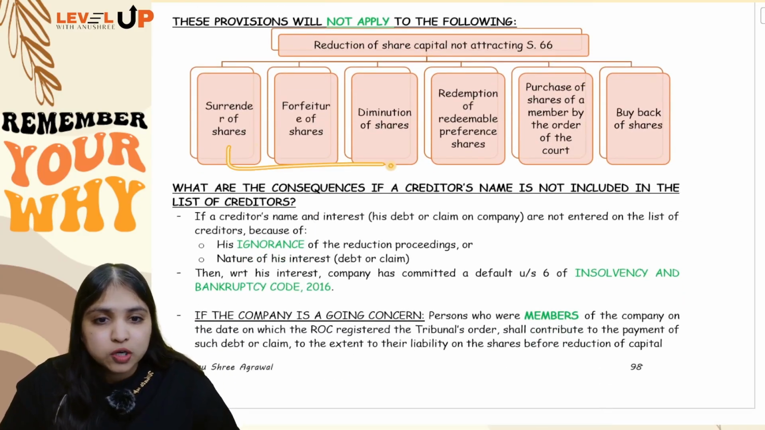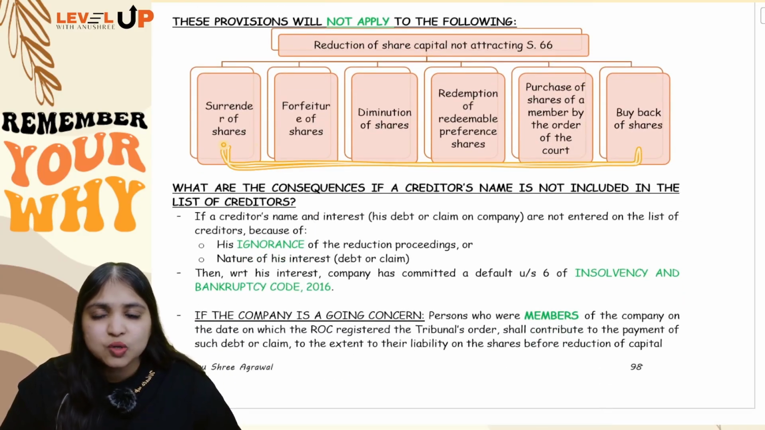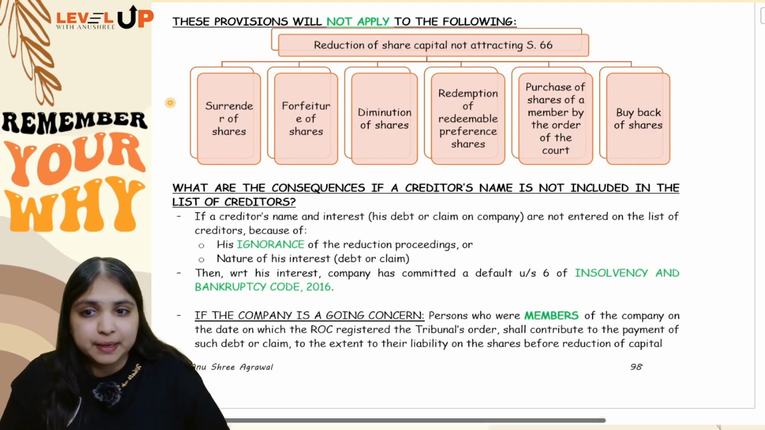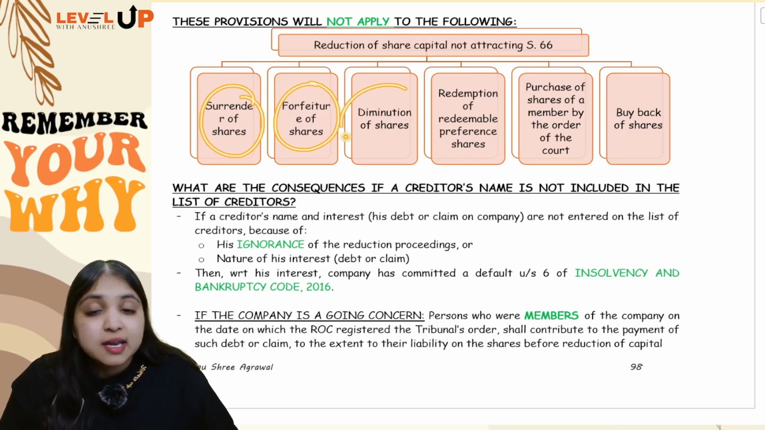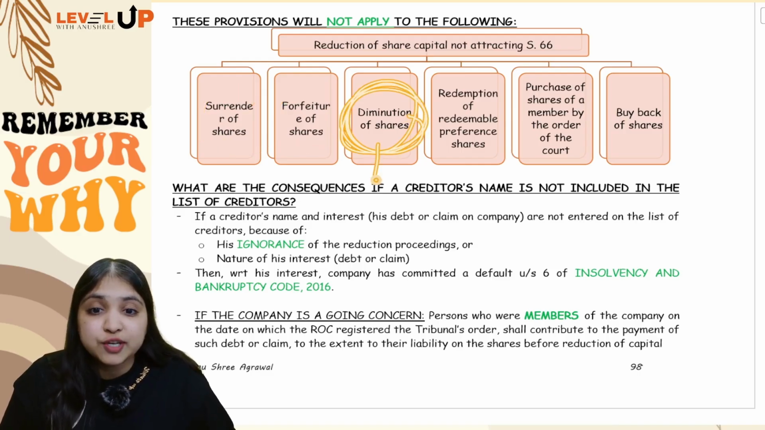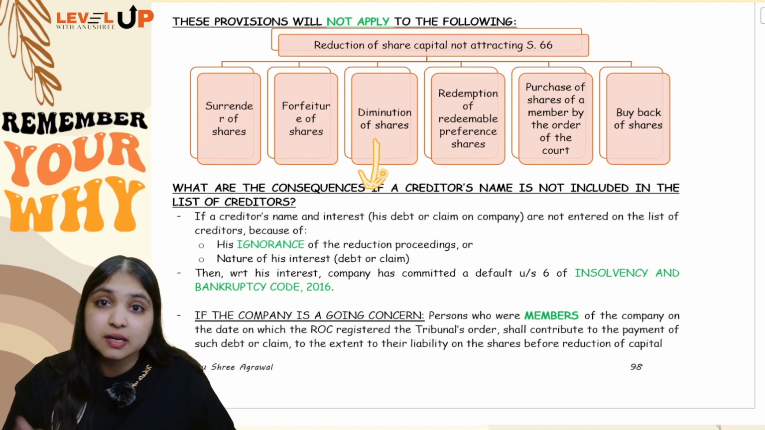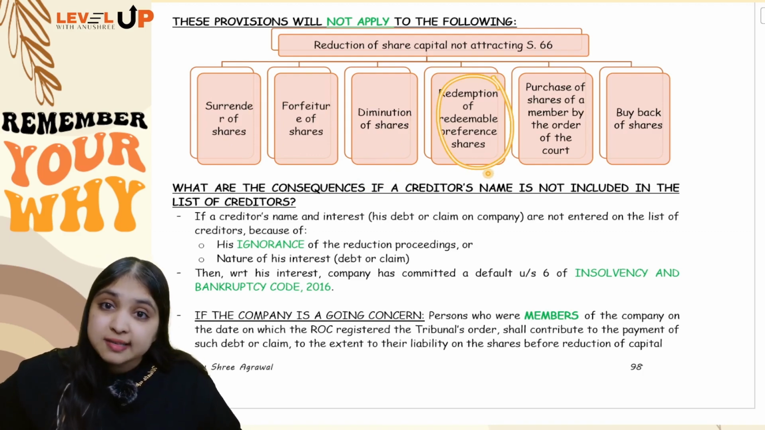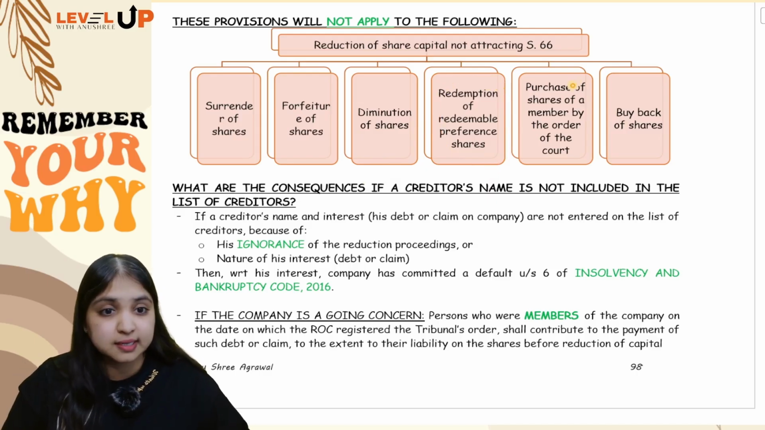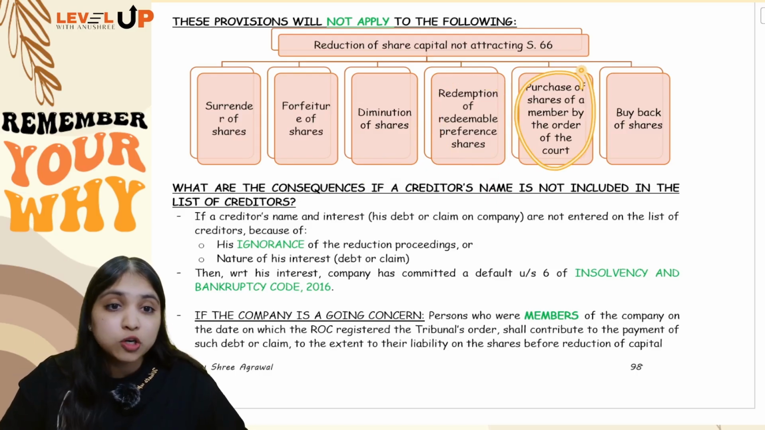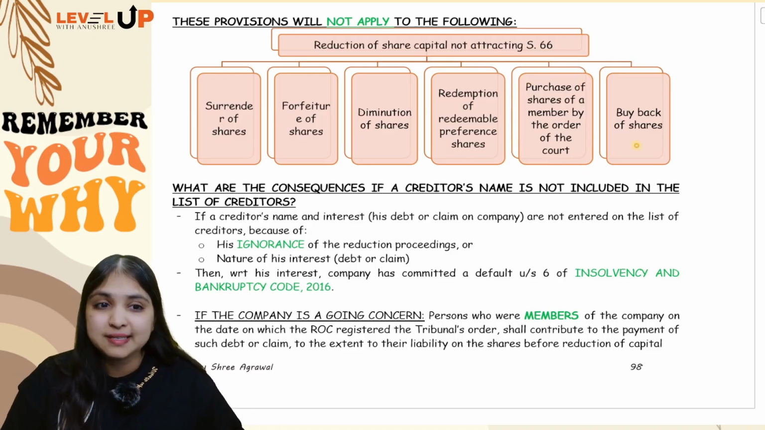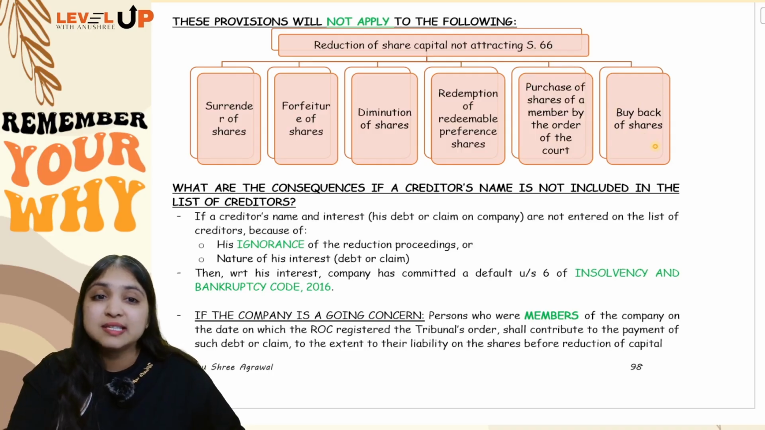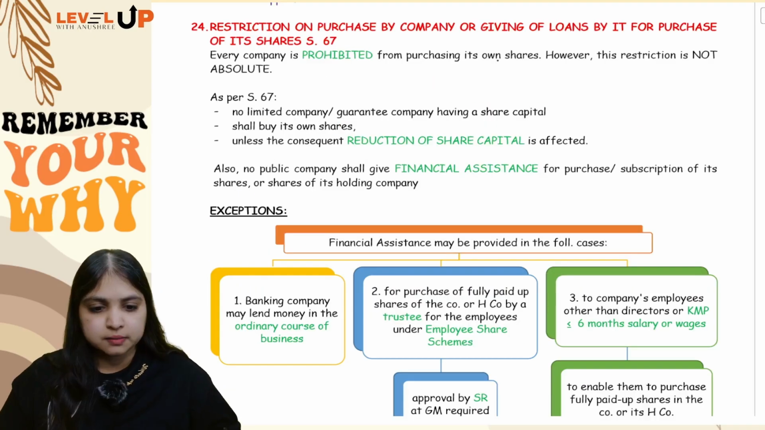Then we learned that in all of these 6 situations, yes, no doubt, some form of capital is getting reduced, but section 66 will not apply. Surrender of shares, forfeiture of shares, diminution of shares, nothing but cancellation of shares. Remember we spoke about this in section 61. So section 61 will apply, don't apply section 66. Redemption of preference shares, section 55 will apply, don't apply section 66. Then purchase of shares of a member by an order of the court, apply the court order, don't apply section 66. Buyback of shares, even here capital reduces, apply section 68, don't apply section 66.